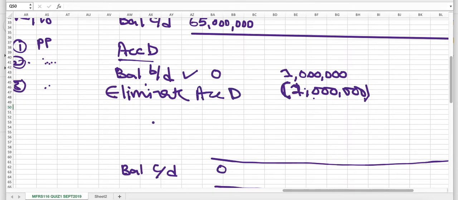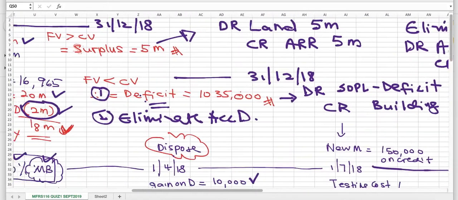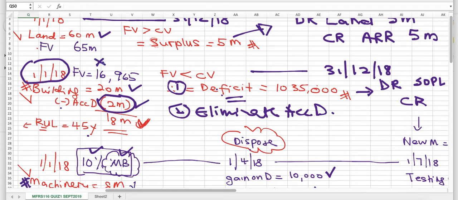Okay. Alright. What next you need to do for the building? We have not finished. We are just here. We revalue, we get deficit, and then we want to eliminate. Now, during the year there is no new building, nothing happened. So you will calculate depreciation for that year, January 18 up to 31st December 18. So how much is the depreciation after you revalue your asset?